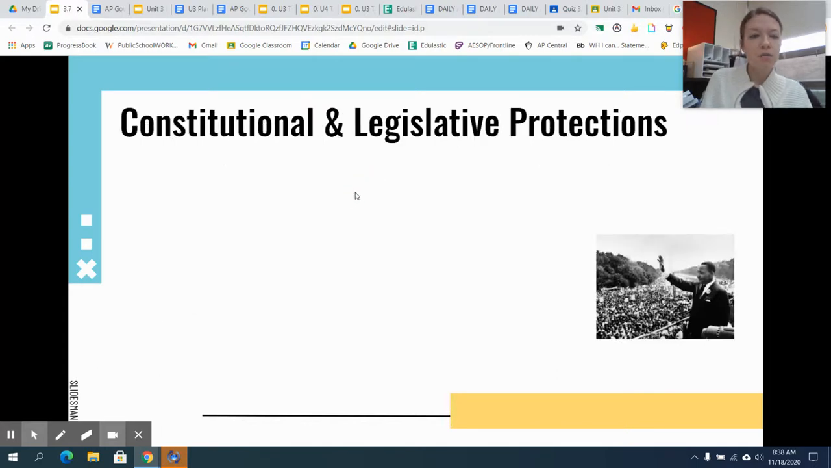Now, we see some constitutional and legislative protections, and I want to give you guys a disclaimer here. I am not going in chronological order. I know that some of you, your brains work that way. I thought it would be more beneficial to kind of go by topic. So we're going to start with constitutional and legislative protections for minority groups in terms of race and ethnicity.